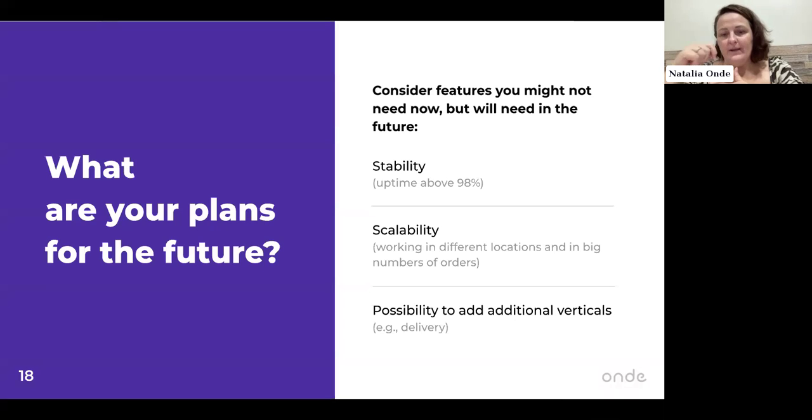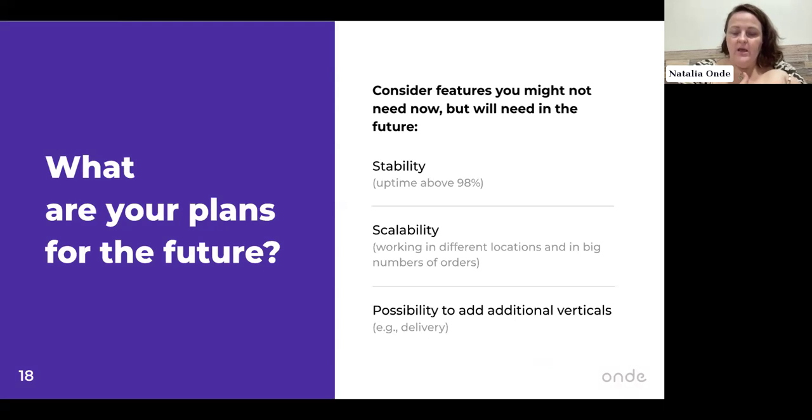So the ability to work with a growing number of orders is also one of the key indicators that your business will survive once you decide to invest into marketing, into promotion, into growth.